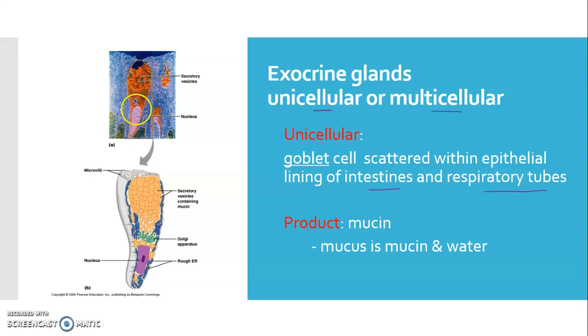So these cells are secreting substance or producing the secretions. So this is the around the secretion, which means the secretion can go out from here. Okay, so that's why this becomes unicellular, one cell. This is what we call goblet cells. The main product that can be produced is mucin, which means that it will produce mucus. Okay, mucus, which means mucin and water. Of course it will involve the intestine and even the respiratory tube.